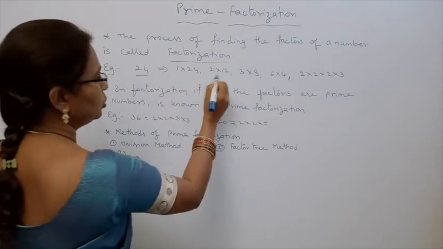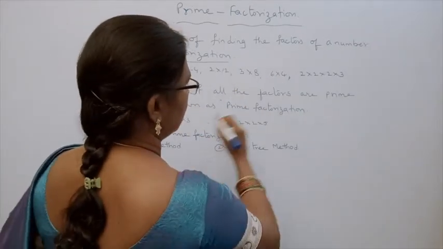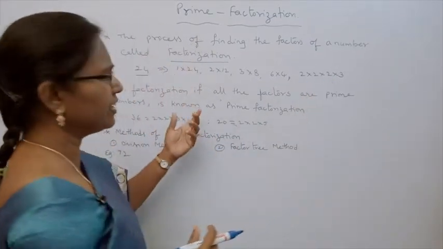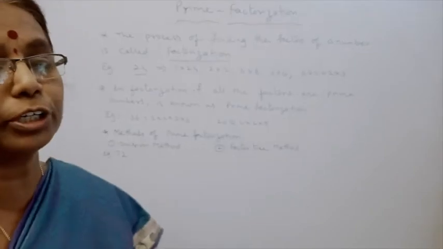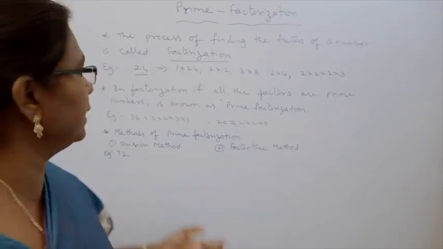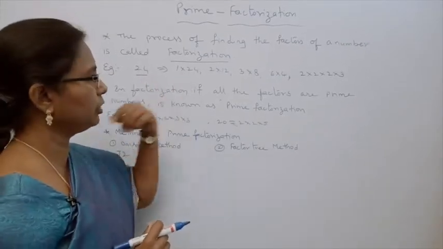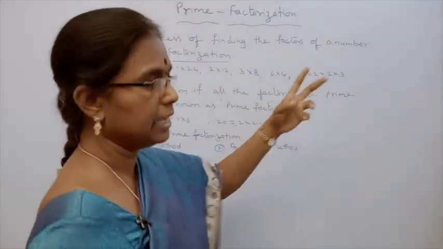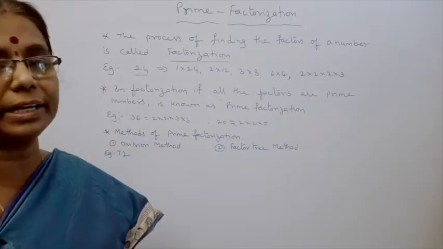Example 24. How to write? 1 into 24, 2 into 12, 3 into 8, 6 into 4, 2 into 2 into 2 into 3. There are several ways to write a given number as a product of numbers. Like this, several ways are there to write the factors.